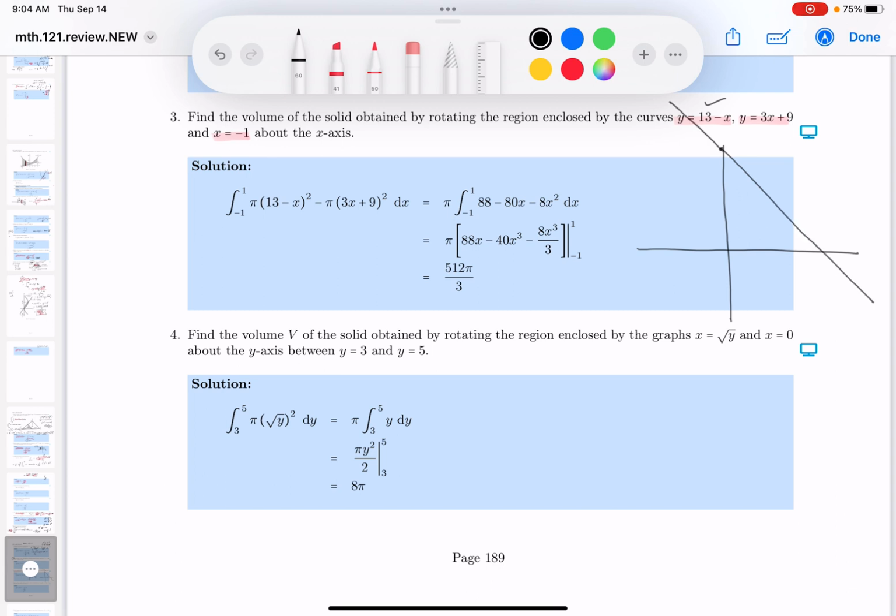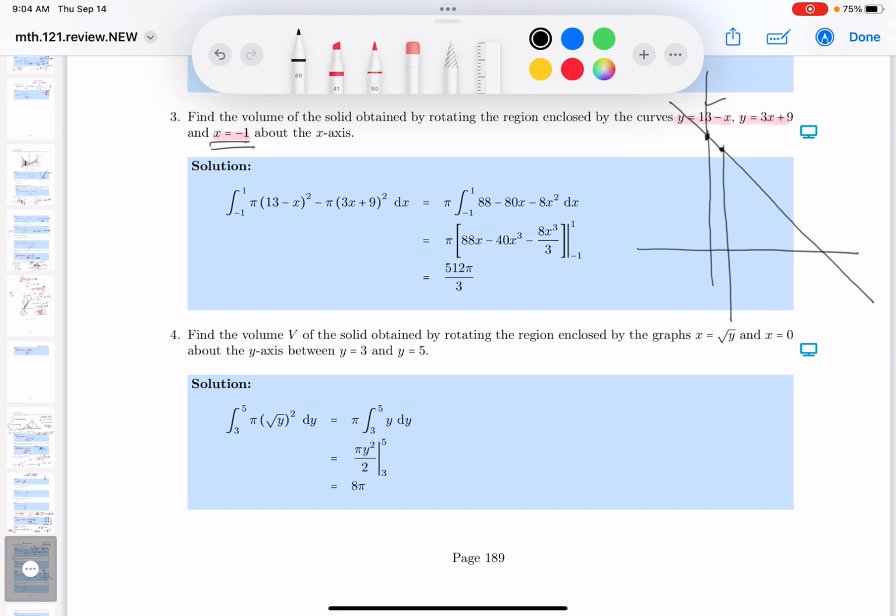That's relatively simple to do. Y-intercept of 13, slope of -1. This is also pretty easy to draw. X equals -1. What does it look like? I'm going to say something like this over here. I'm just getting a feel for what it looks like.